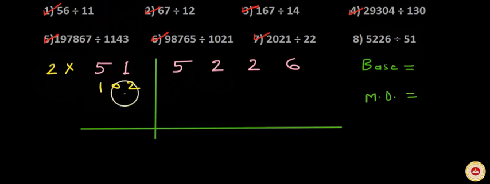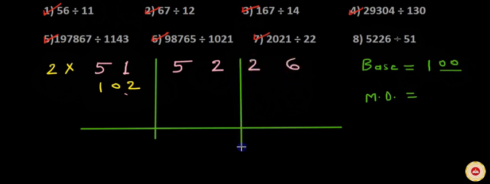So friends, what is the nearest base for the new divisor 102? 100. How many zeros in the nearest base 100? 2 zeros. So let us draw the remainder line after 2 digits from the right side, 1, 2. Let us draw the remainder line.